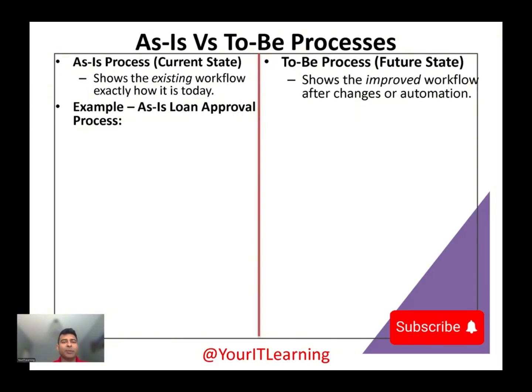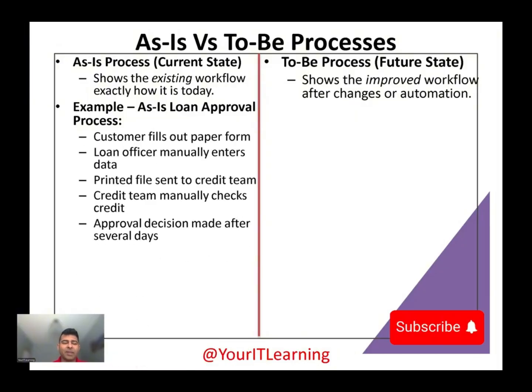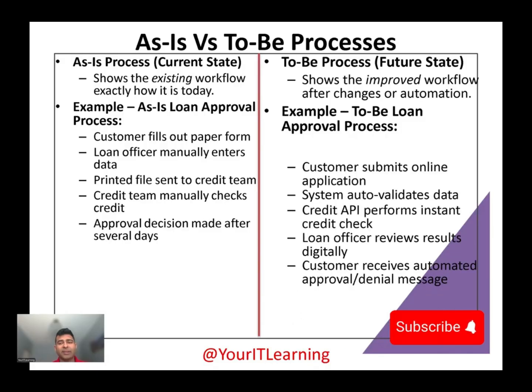Let's take an example of a loan approval process. The customer fills out a paper form, the loan officer manually enters the data, a printed file is sent to the credit team, which reviews it and manually checks credit, and the approval decision comes after several days. So this is the loan approval process, which is the as-is process. Now let's talk about what the to-be process will be for loan approval.